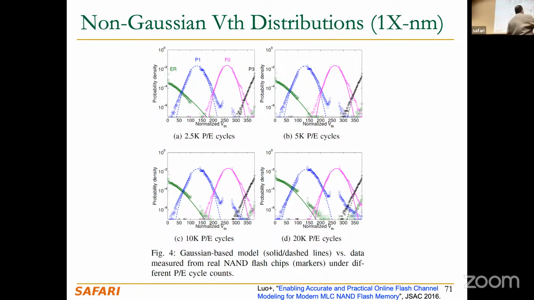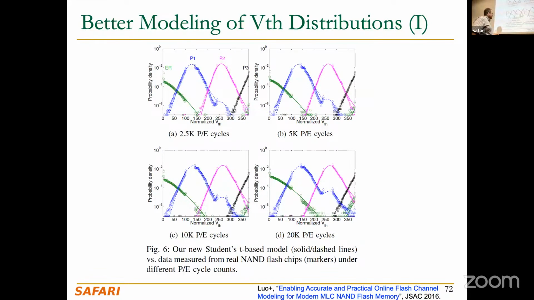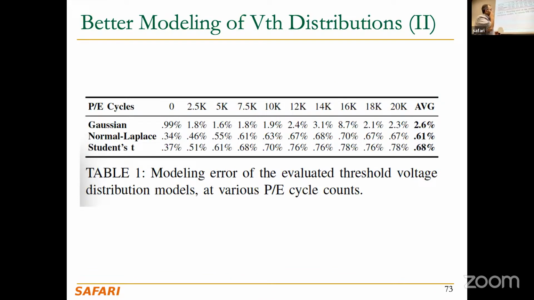But when you reach 20K PE cycles, there are some threshold voltages that spread out the whole distribution, and you can see that the Gaussian is not capturing it. So it's really important to move on and improve it and use a better distribution technique. In this paper, we show that by using a Student's t-based distribution, we managed to provide much better accuracy.